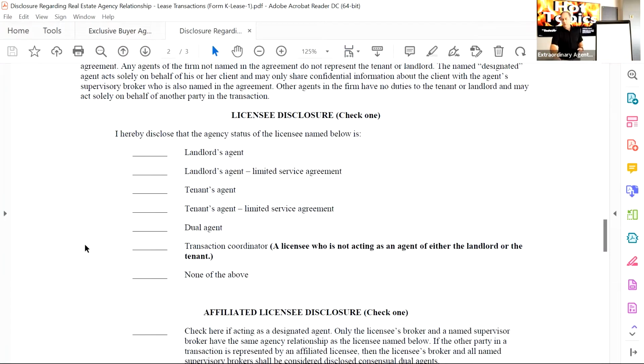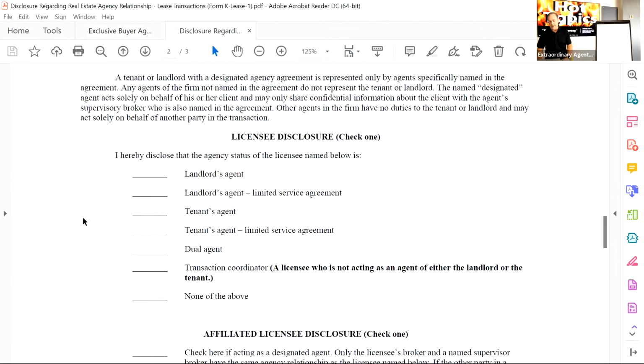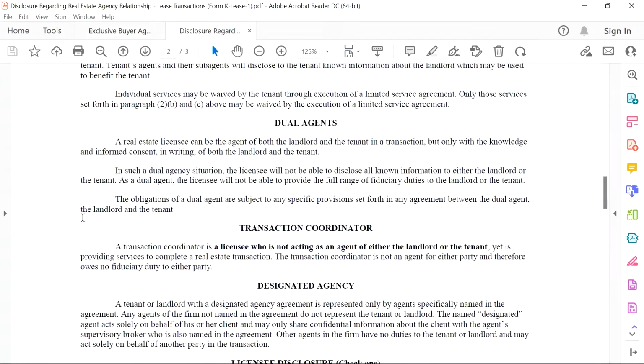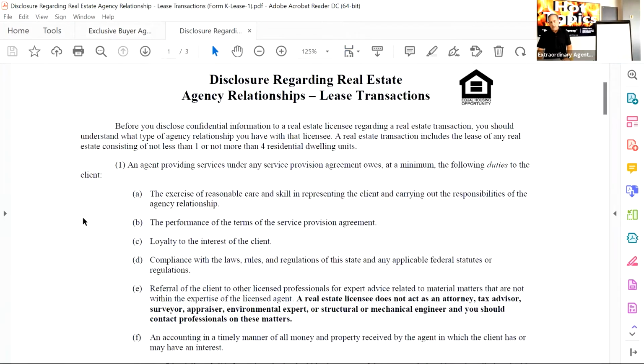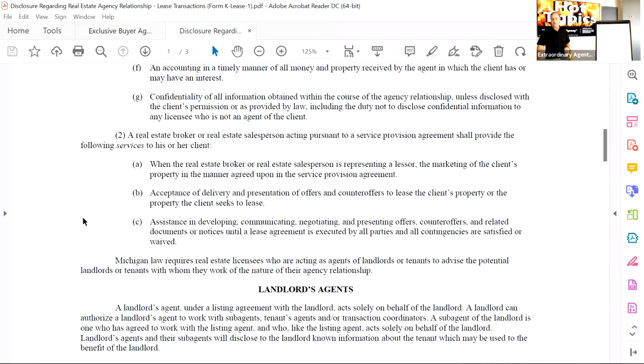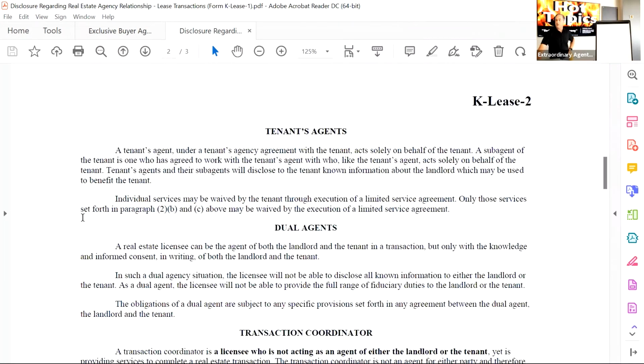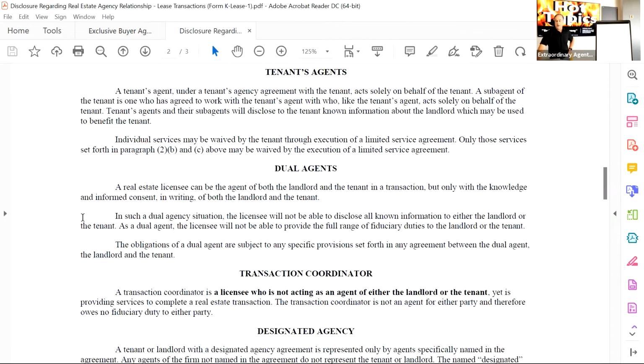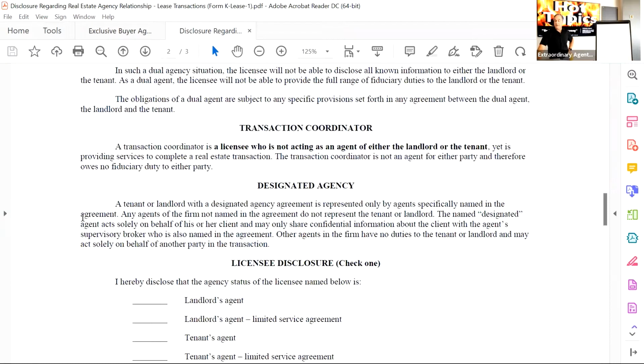So we know that we must disclose in any residential transaction, lease or sale, 1 to 4 family, to all parties what our agency relationship is. The Inform form simply explains that, starting with what a landlord's agent is, then tenant's agent, dual agent, transaction coordinator, and what designated agency is.